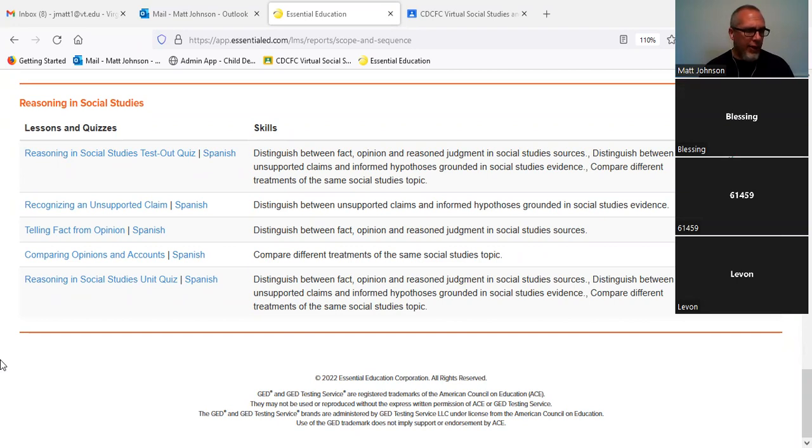And then we'll move into some history, some civics, some stuff to give you the prior knowledge that's going to be needed for the exam. But today, comparing opinions and accounts. And the title doesn't necessarily capture everything that's going on in this lesson. Comparing different treatments of the same social studies topic, as it says in the description, is a little closer.